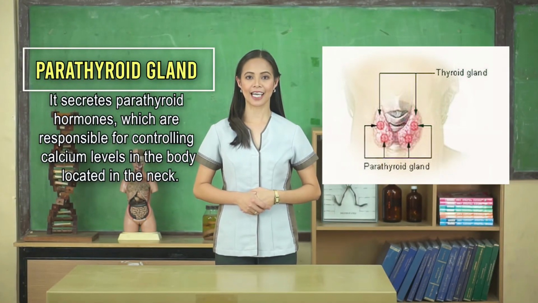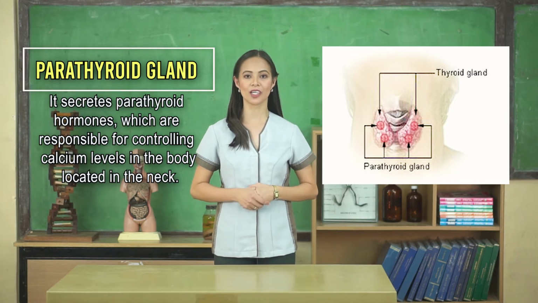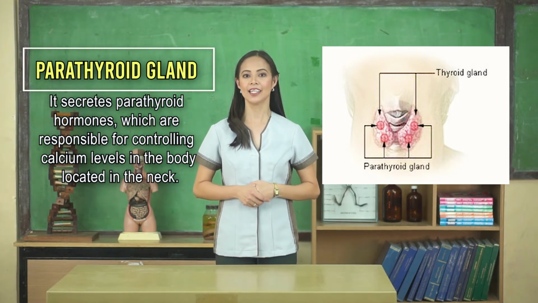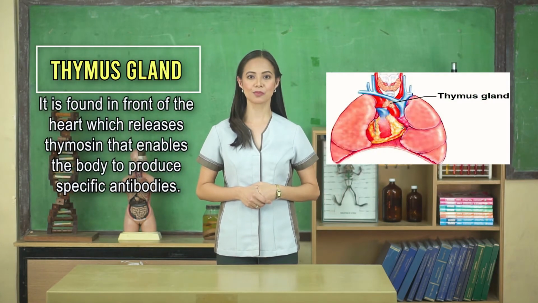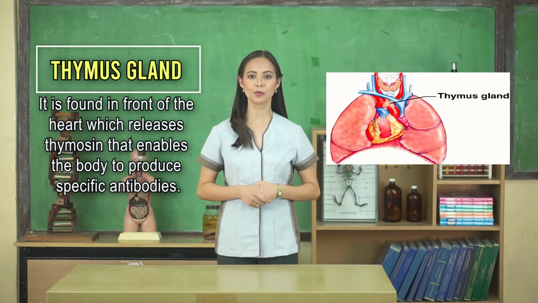The parathyroid gland, located in the neck, secretes parathyroid hormones, which are responsible for controlling calcium levels in the body. What gland do you think releases antibodies when we are sick and infected? That's right! It is thymus gland, found in front of the heart, which releases thymosin that enables body to produce specific antibodies.